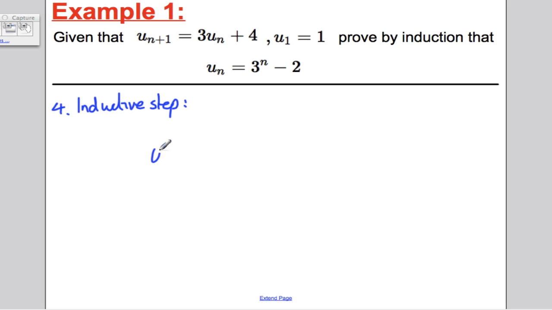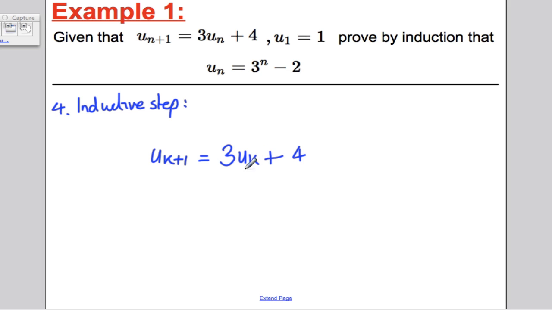And we want to work out what u to the k plus 1 is. We can't use this formula for it. We cannot use that formula. That's what we're trying to show. What we can say, though, is a fact we do know: u to the k plus 1 is 3 lots of the term before it, uk, plus 4.